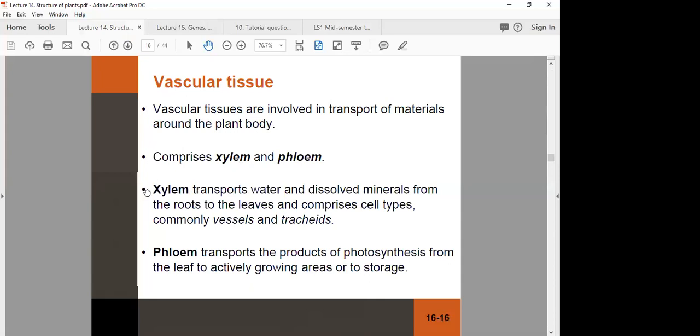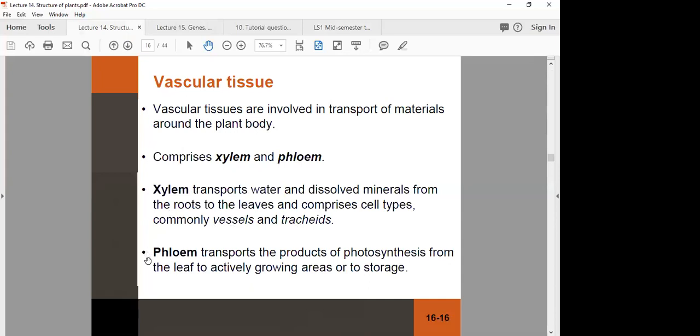Let's recap what we know about xylem and phloem. Xylem transports water and dissolved minerals from the roots in an upwards direction to the leaves and the rest of the plant. The common cell types seen in xylem tissue are vessels and tracheids, and we'll come back to those in just a minute.